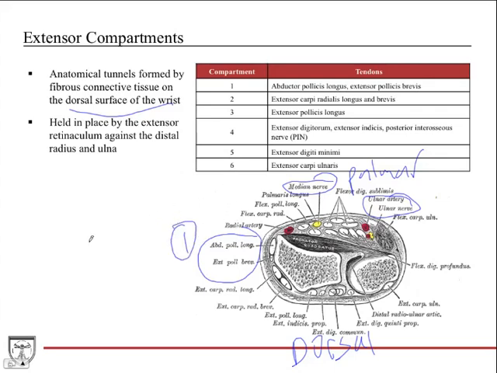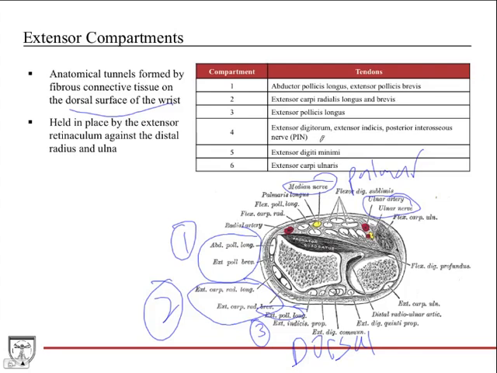This is also the source of de Quervain syndrome, which we'll go over in more detail in the clinical pearl section. But this compartment is what's affected in de Quervain. It's inflamed, causing pain in the wrist region. Next, you have the extensor carpi radialis longus and brevis muscles, which are shown here. So this is compartment number 2. Then you have extensor pollicis longus, which is by itself, which is shown here. So this compartment right here, that's number 3.